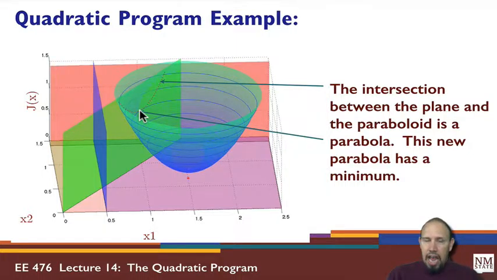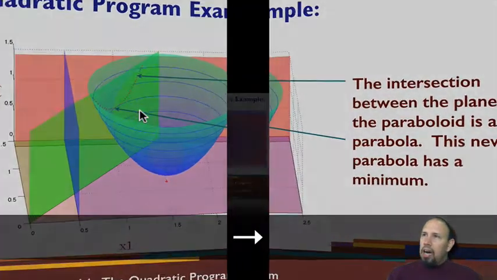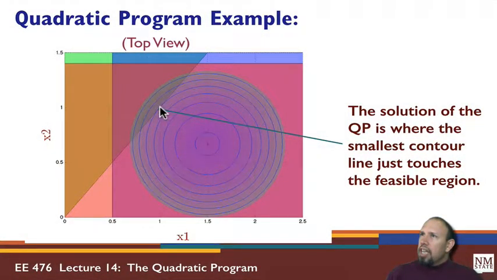Now, if we were to look at this strictly from above, from a top view, we would see that the contour line that just barely touches our constraint set is the point where the optimal solution lies. It's the smallest cost that is in the set, so it's the contour line that just touches our constraint set. And as you can see, there's a unique intersection point. That's the point right where it touches.